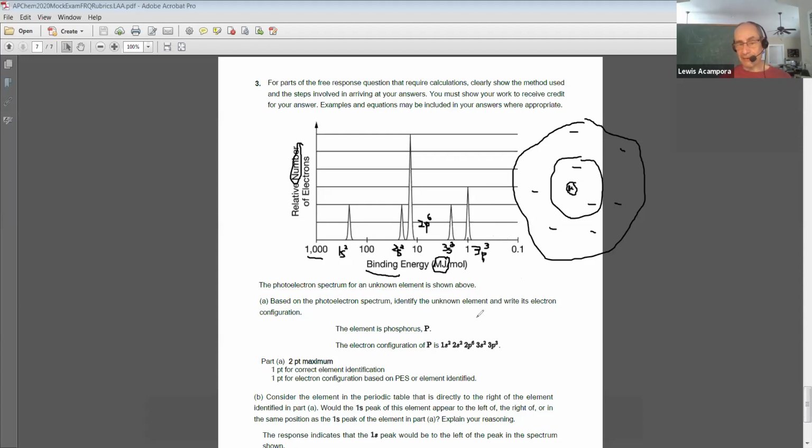And that means we'd have 15 protons. That would make it phosphorus. And you could read off the electron configuration from the graph, from the PES spectrum here, or just work it out from the diagonal rule. But this is going to be the electron configuration. And that's hopefully 2 fairly easy points. If a student miscounted or misidentified the element, but got the correct electron configuration, either of phosphorus or of the element they named, they would still earn that second point.